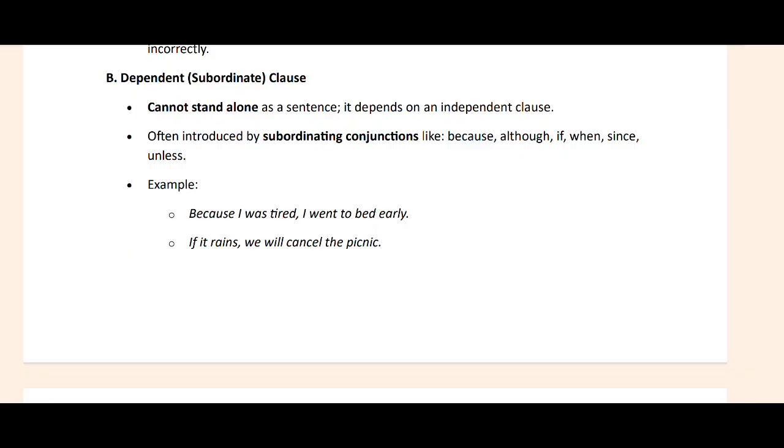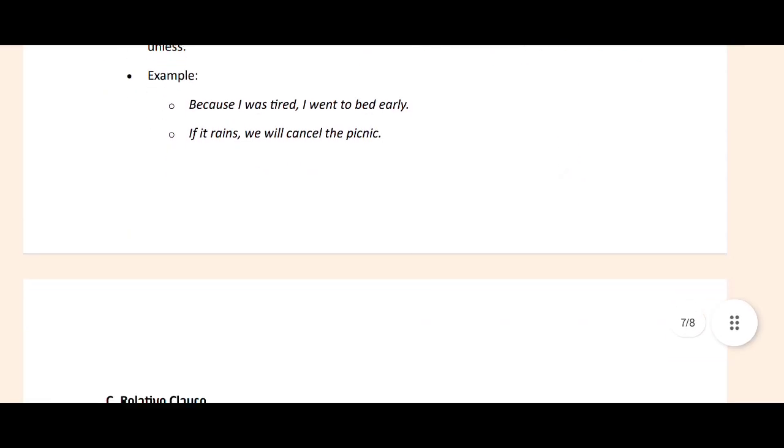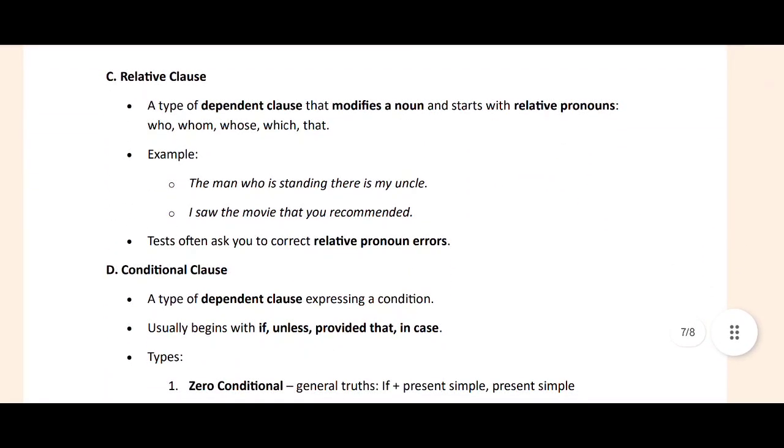Because if we keep a full stop after "rains," "If it rains." is there any meaning? Complete sense? No. So "if it rains" is a dependent clause, and "we will cancel the picnic" is an independent clause. To give complete meaning, "if it rains" depends upon the independent clause "we will cancel the picnic." I believe you understood. Thank you. Let us proceed.